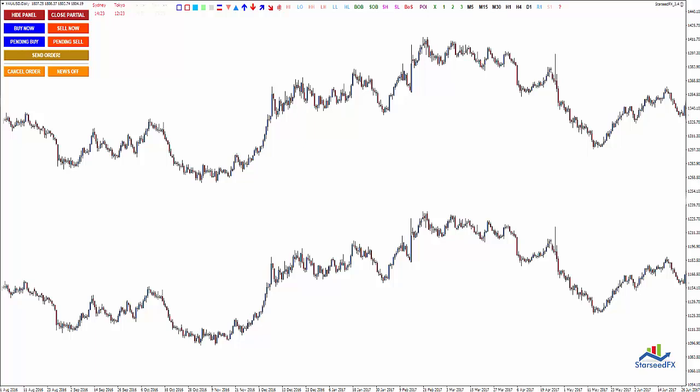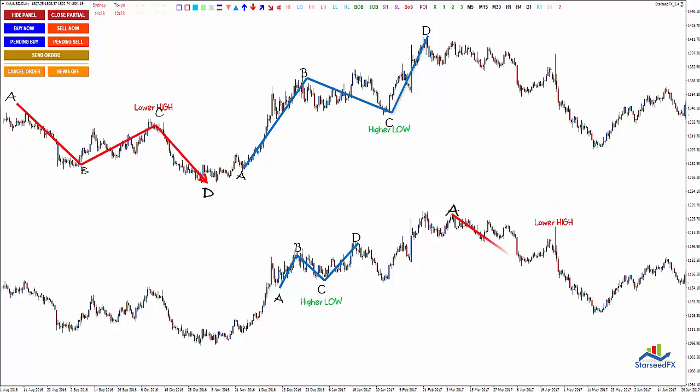Again, the key is, when we see a market making a new higher low, big or small, there is a high possibility the market will go higher. And when you see the market makes a new lower high, there is a high possibility the market will go lower. How low or how high the market will go is usually the same length or equal from its AB leg.